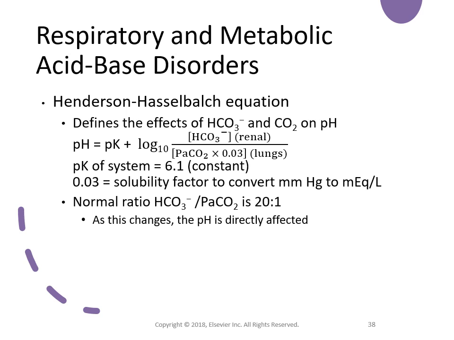pK is defined as 6.1, a constant. 0.03 is a solubility factor to convert millimeters of mercury to milliequivalents per liter. Normal ratio of bicarb to PaCO2 is 20 to 1. As this changes, the pH is directly affected. You should know that a normal ratio of bicarb to PaCO2 is 20 bicarbs for each one PaCO2.